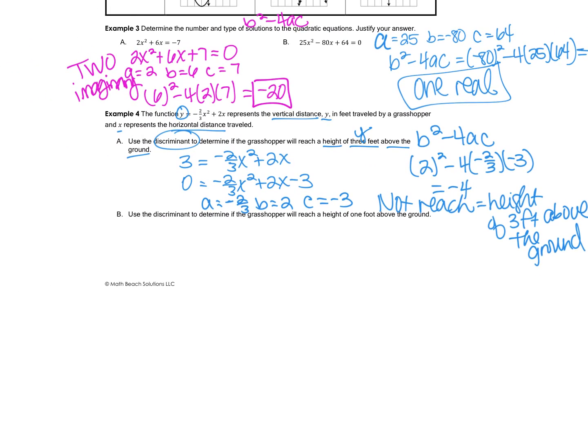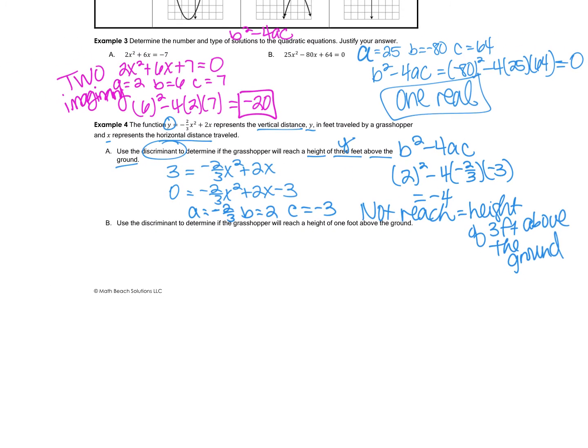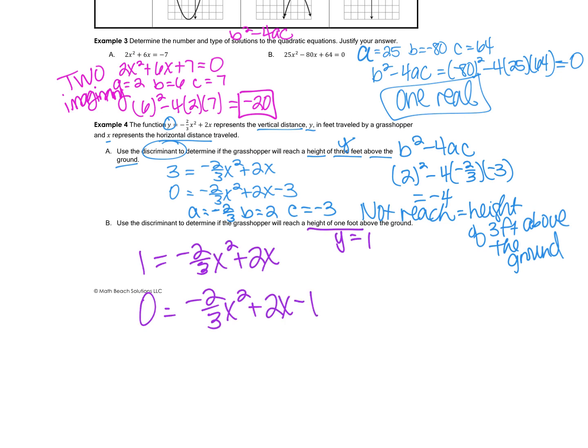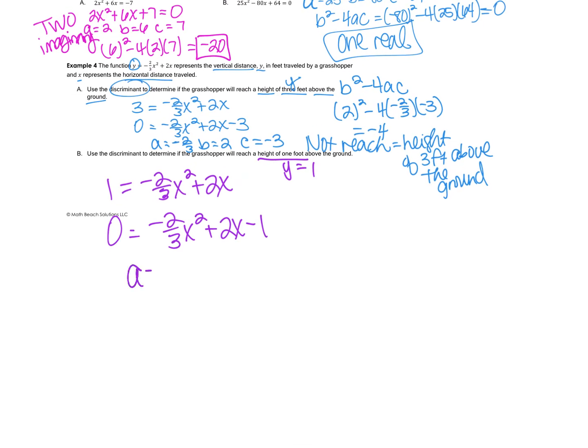Okay, next piece. Use the discriminant to determine if the grasshopper will reach a height of 1 foot above the ground. Above the ground is vertical again, so that's still talking about y. So this time y equals 1. So just plug that in place of your y on your equation up at the top, or function. So set it equal to 0. So subtract 1. So A is -2/3, B is 2, C is -1.